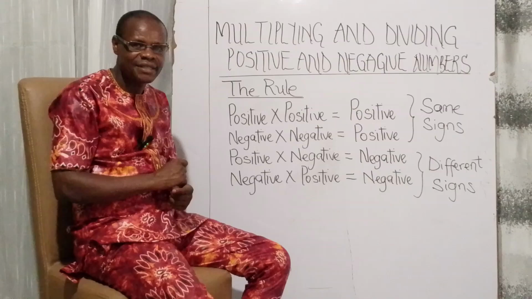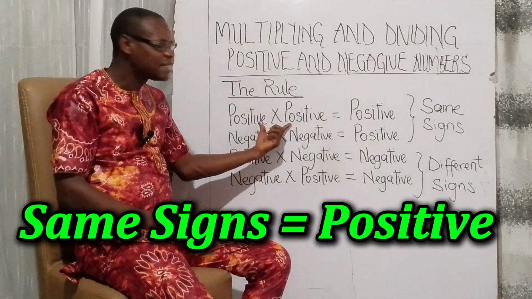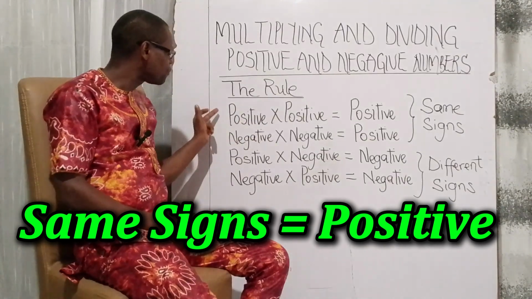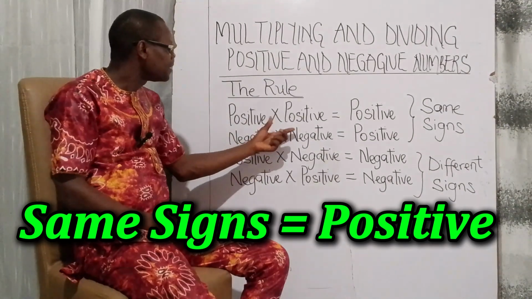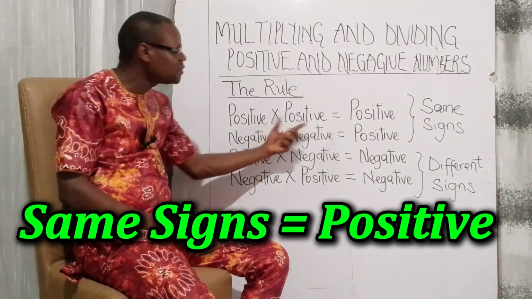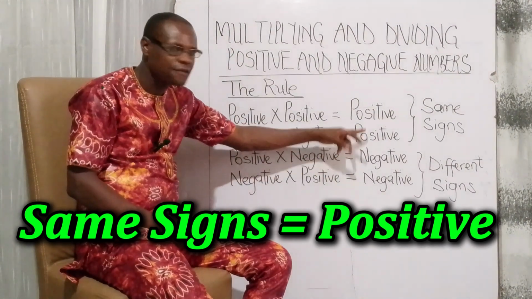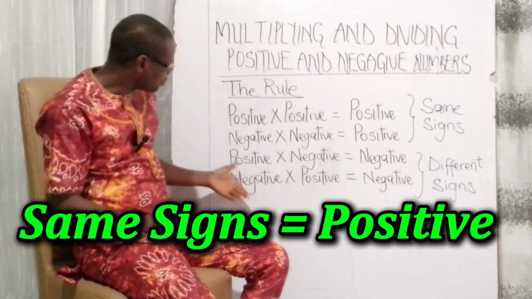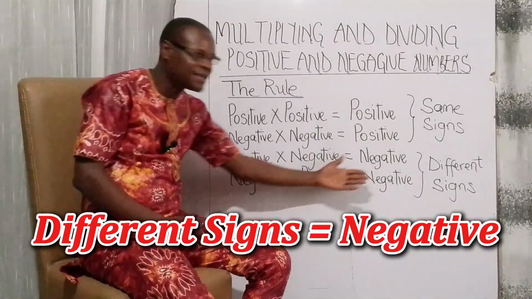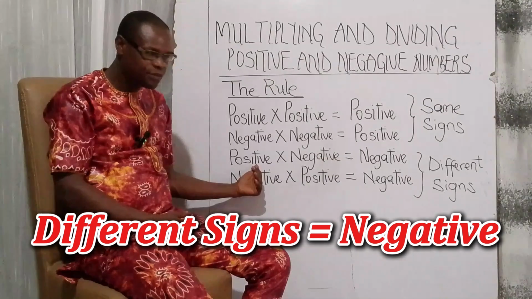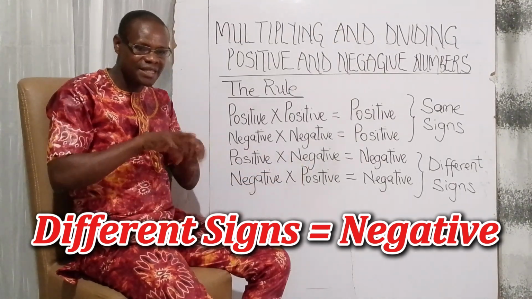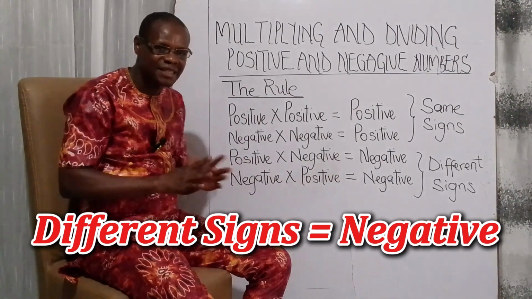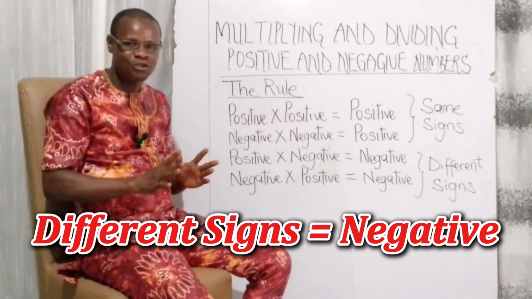Here is the trick behind this. When the two signs that we are multiplying together happen to be the same, such as the first and the second case here, our answer becomes positive. So when we are dealing with same signs, we have a positive result. But in the other two cases, when we have different signs, where one is positive and the other is negative, then our answer becomes negative. That is the simple trick behind this rule.